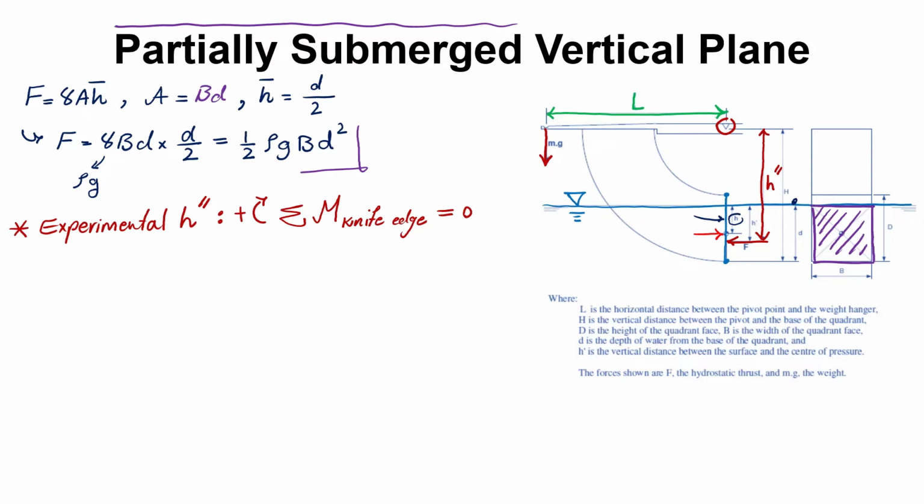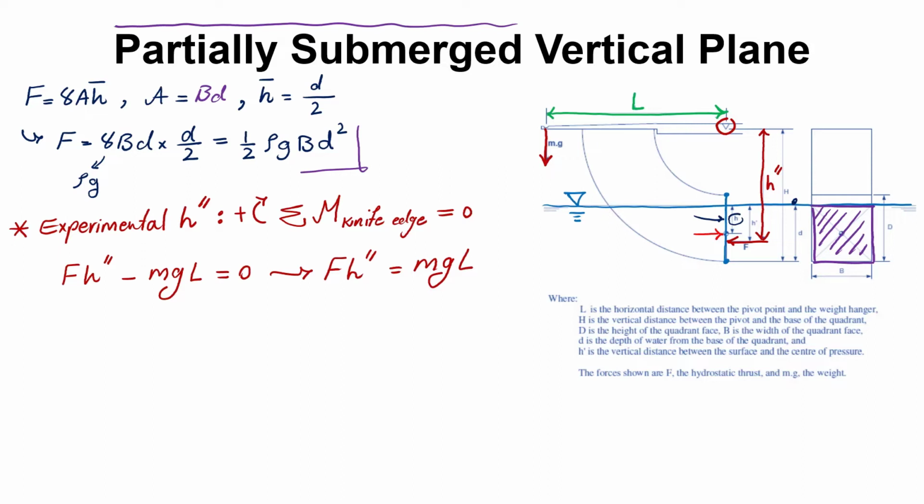All right, so the first force that I can write the moment of is F. The distance to the knife edge is going to be h double prime. So moment is force times distance. And the other one, which has the negative sign, would be mg, the weight, times the distance to the knife edge, which is L, as I showed you. This should be equal to 0. So I can rewrite this equation as F times h double prime is equal to mg L.